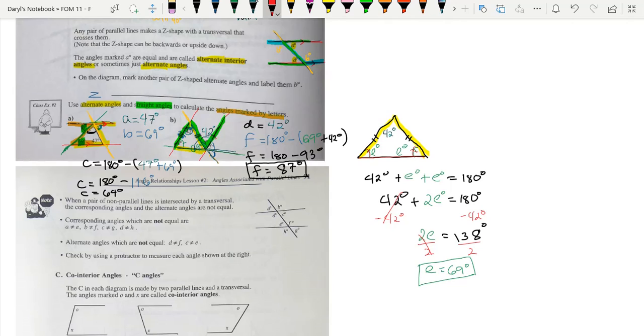And again, in a triangle, I always know that the sum of the interior angles would be equal to 180 degrees. That's why it's the basis of my answer here in locating for the angle E. So if you're going to take the sum of 42 and the two angles of E, the sum would give you 180 degrees. So that's my basis.